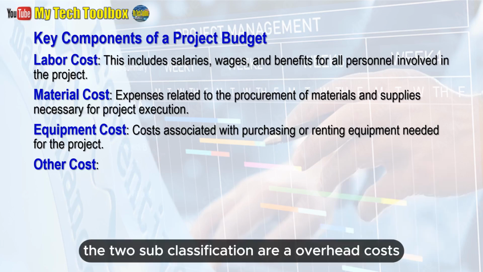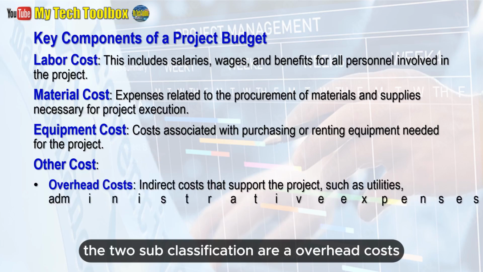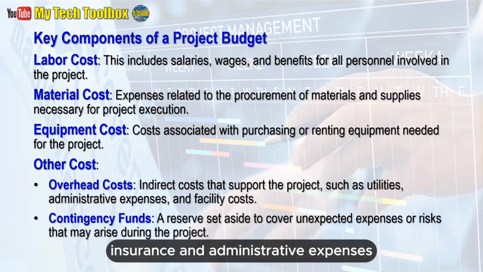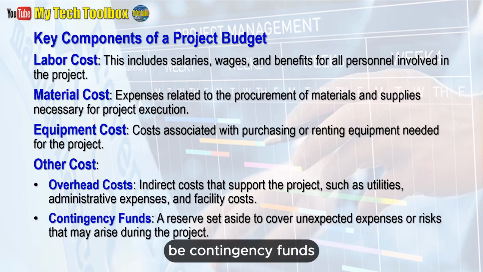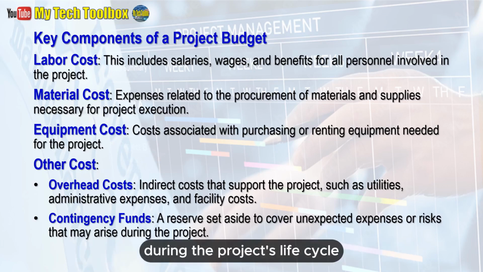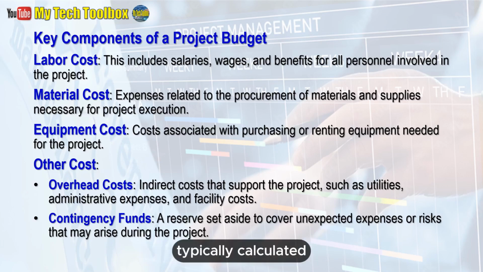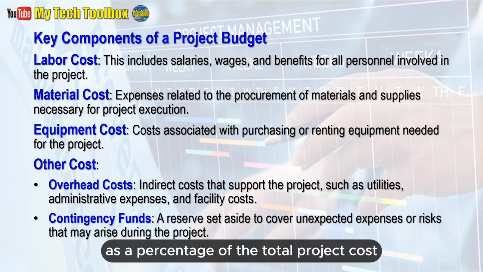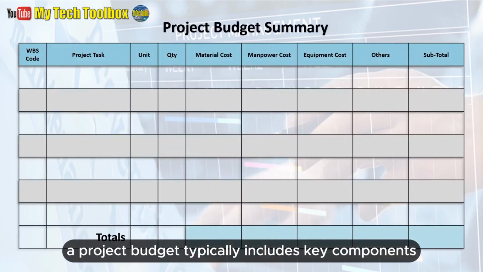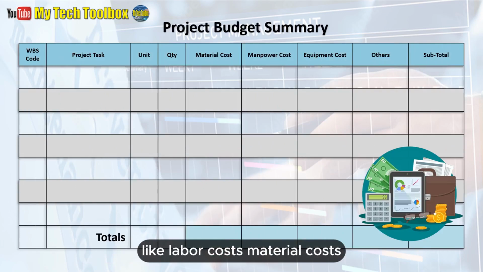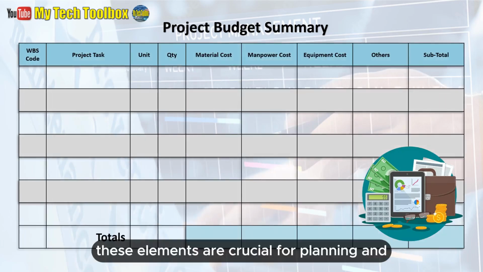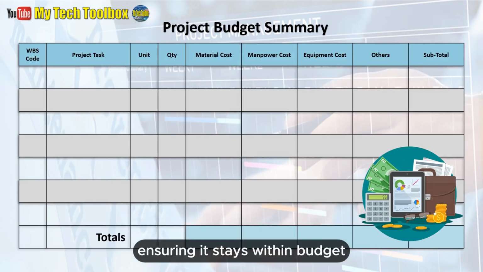The two subclassifications are A. Overhead costs. These are indirect costs associated with the project, like rent, utilities, insurance, and administrative expenses. B. Contingency funds. These are allocated to cover unforeseen expenses or changes that might arise during the project's life cycle. It's a financial safety net, typically calculated as a percentage of the total project cost. This is a typical format of project budget summary. A project budget typically includes key components like labor costs, material costs, equipment costs, overhead costs, and contingency funds. These elements are crucial for planning and controlling project finances, ensuring it stays within budget.